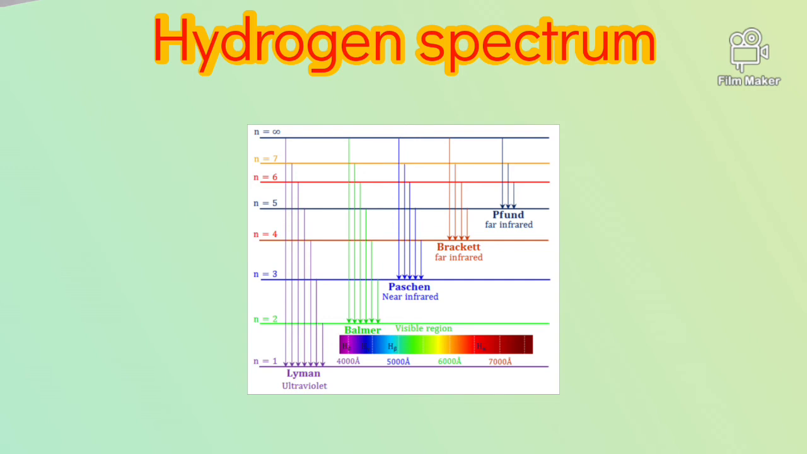You can see this energy level diagram. It shows how the Lyman, Balmer and Paschen series are generated. The Lyman series is generated by the falling of electrons from high energy levels to the first energy level. The Balmer series is generated by the falling of electrons from high energy levels to the second energy level. The Paschen series is generated by the falling of electrons from high energy levels to the third energy level.